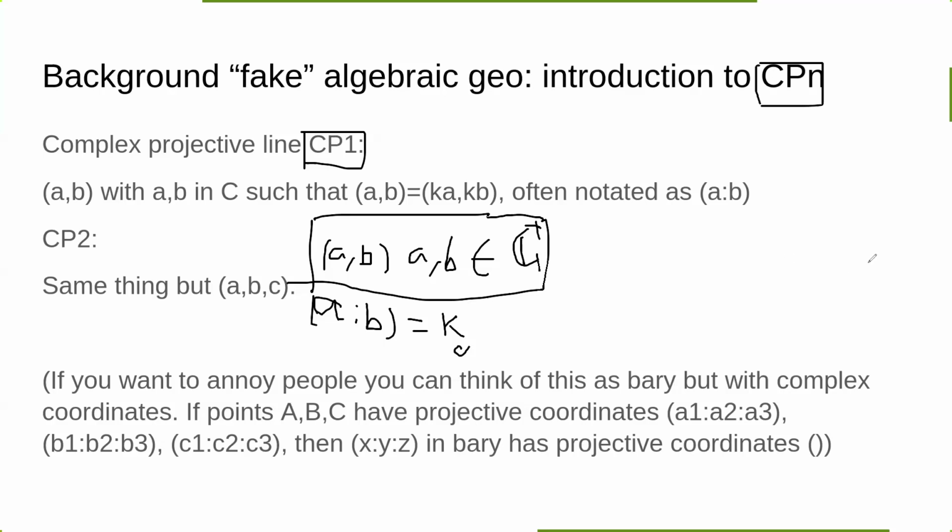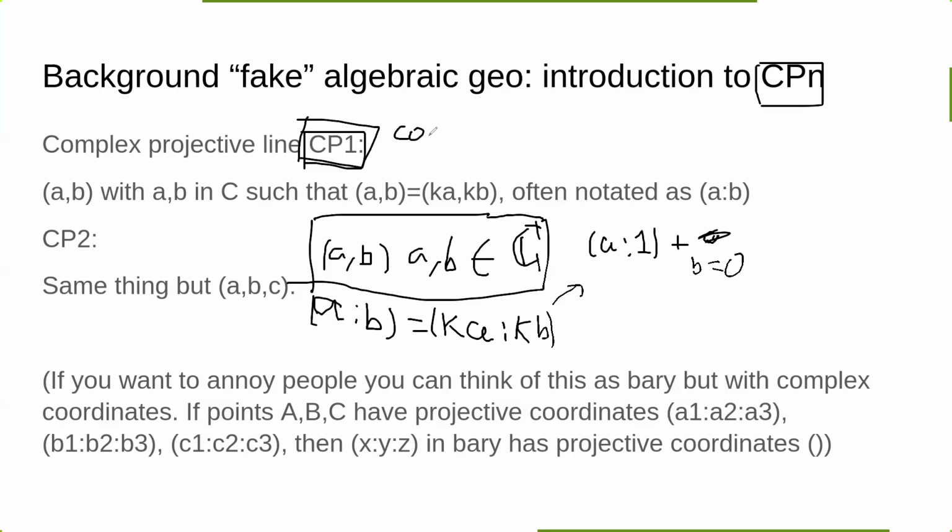Sorry. kB like this. So basically this is equivalent to scaling it down to A colon 1 and then adding in the points at infinity, for example if B equals 0. So you can think of CP1 as basically just the complex plane plus 1 point at infinity. Does that kind of make sense?